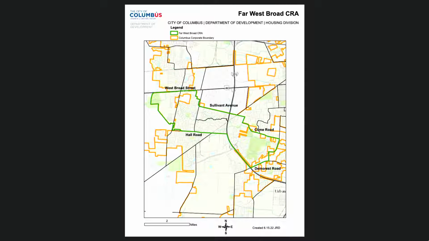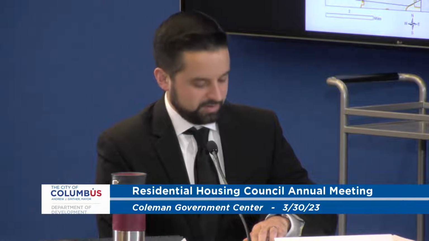Far West Broad, this is a CRA that we created at the end of 2021. It was the first CRA I was here to help create. We expanded it pretty far to the east to incorporate some new projects. So two projects that are going to benefit from this expansion are Cherry Blossom, which is from National Church Residences. It's a 55-unit senior housing development. And also Scioto Creek by Ascent Development, which is going to be 264 units. So this will bring some more housing units to the far west side, including some good affordability in this area.